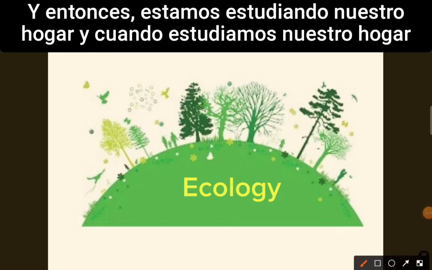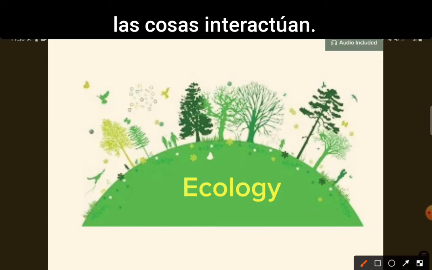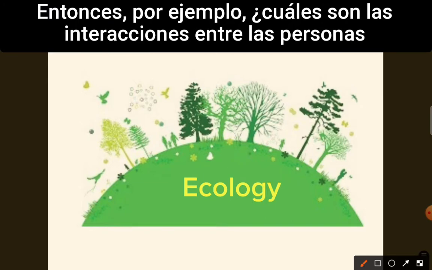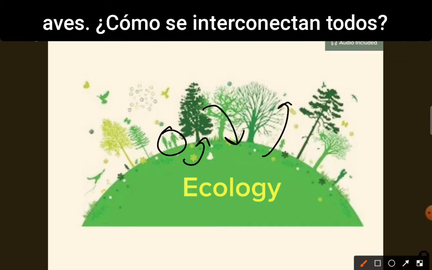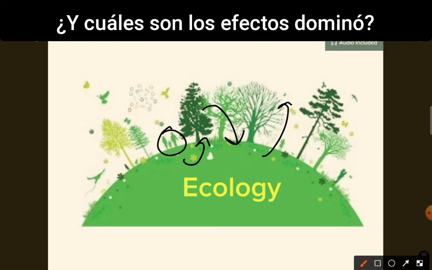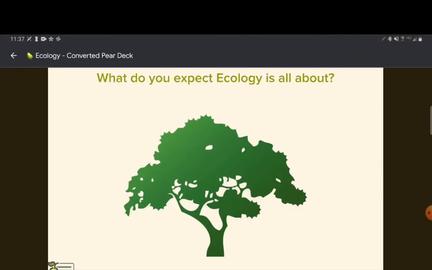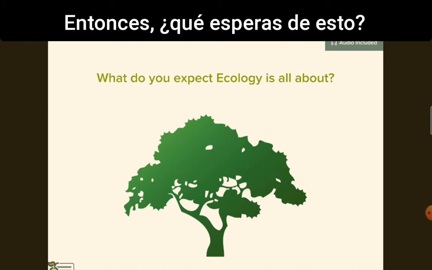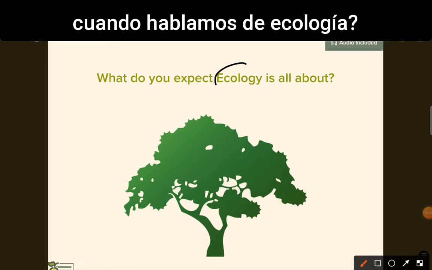And when we study our home, what we're looking for is how living things and non-living things interact. So for example, what are the interactions between the people here and the trees and the grass and the birds? How do they all sort of interconnect? And what are these sort of domino effects? How do they affect each other? All right, so what do you expect from this? What do you think we're going to learn about when we talk about ecology?